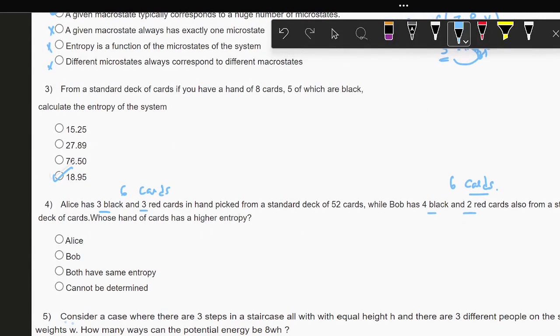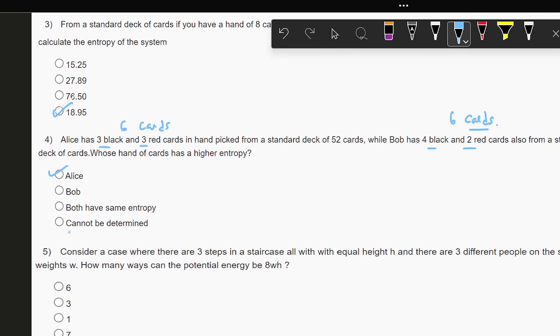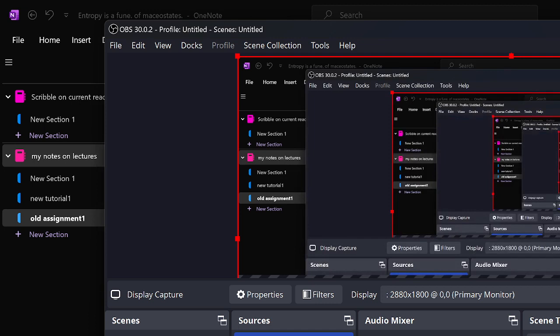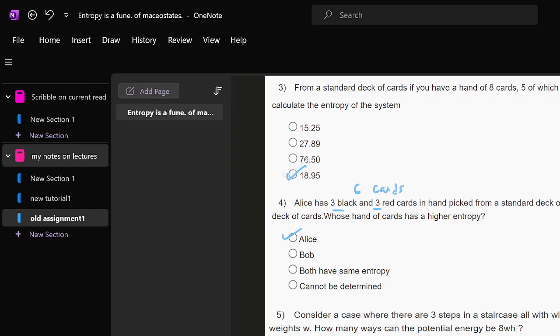Okay, so what was the answer? The question is whose hand of cards has a higher entropy? So the answer is Alice, that we just calculated. Okay, so question number 4 is also done, and let me check how much time is left. Okay, I hope we can cover these problems here and do the extra.